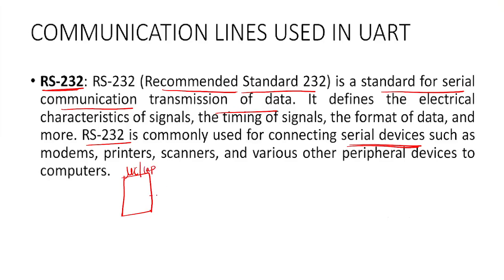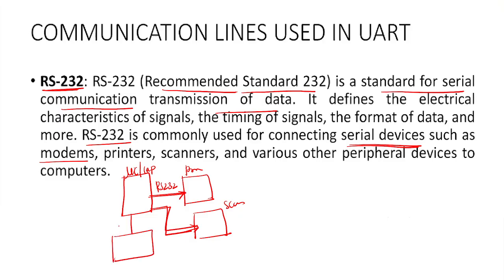You can connect the computer to a printer, or to a scanner, or to various other devices. These are connected through serial lines, and for connecting the serial lines we mostly use RS-232, Recommended Standard 232. RS-485 is the advanced version. If you want to connect modems, printers, scanners, or various other peripheral devices to the computer, we use these RS-232 lines. These are serial types of communication.